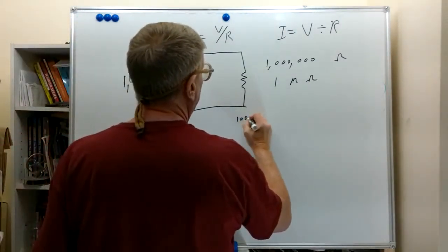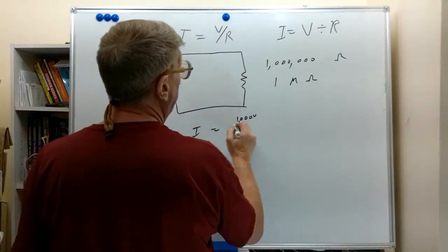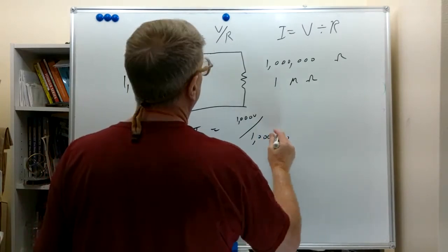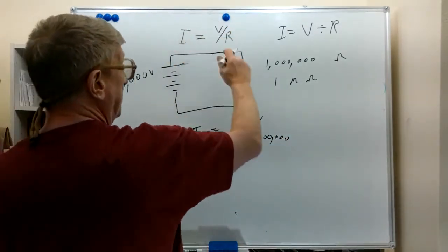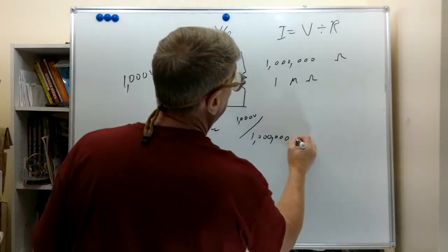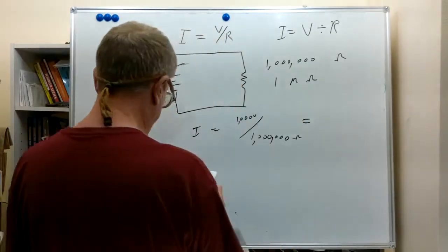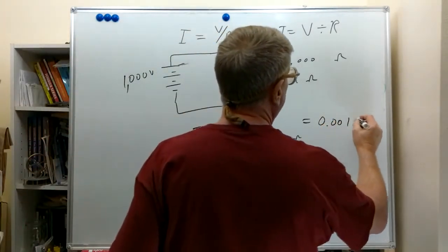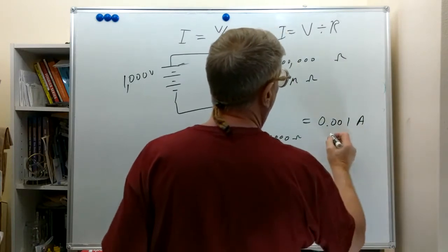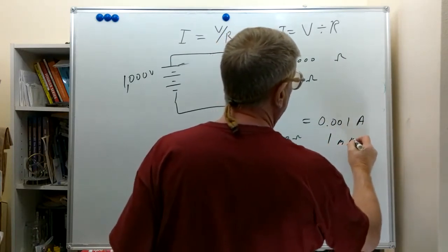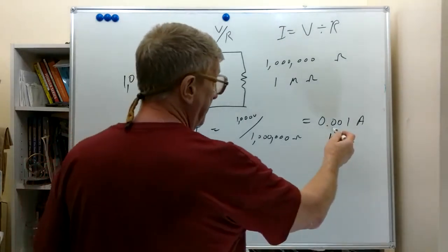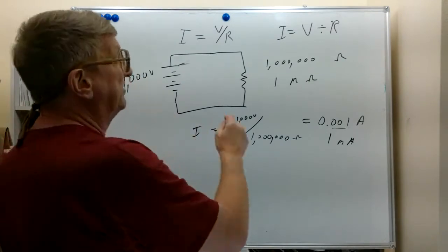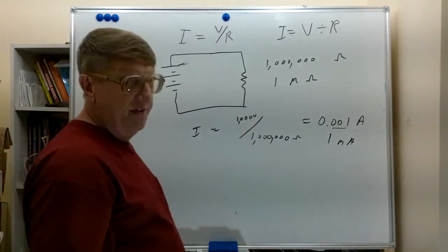1,000 volts. The current would be equal to 1,000 volts divided by 1 million ohms. This formula here, I, voltage divided by resistance. And that would give us a current of 0.001 amps, which we might also call 1 milliamp. Milli meaning 1,000ths of an amp. So here we see that we can have a high voltage and still have a low current if we have a very high resistance.